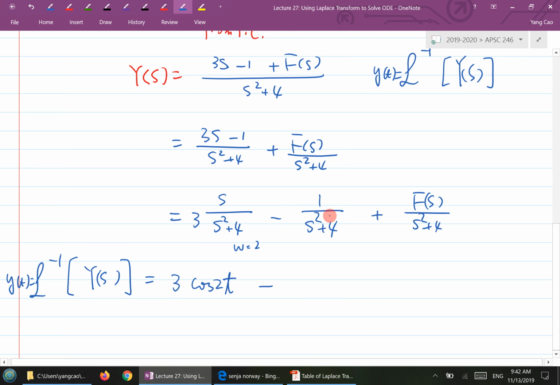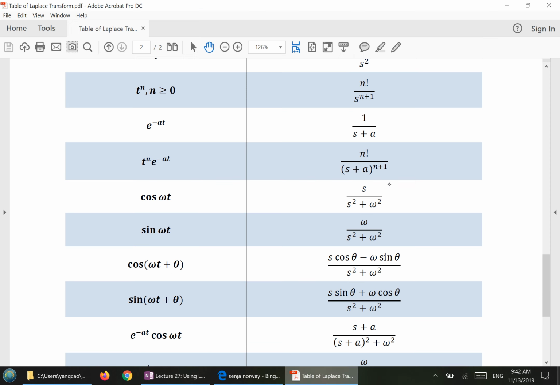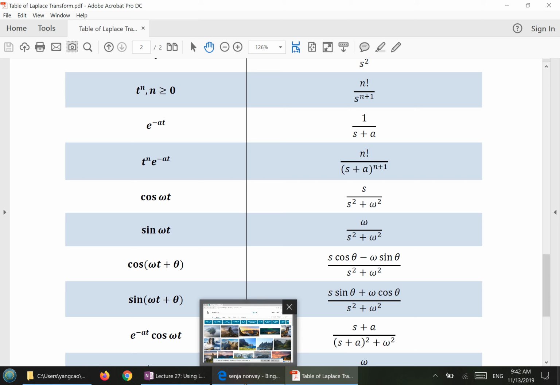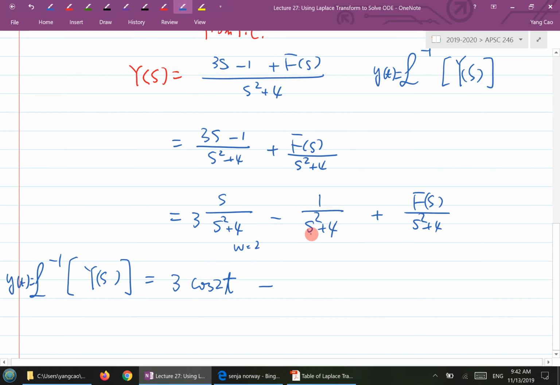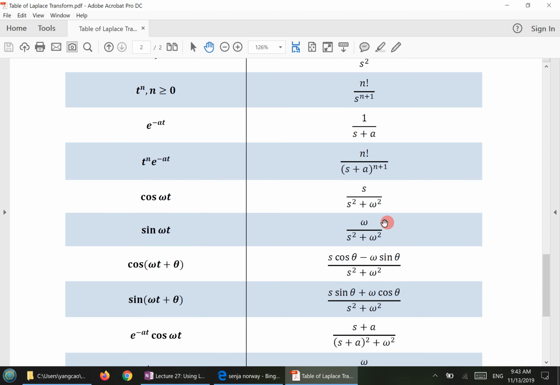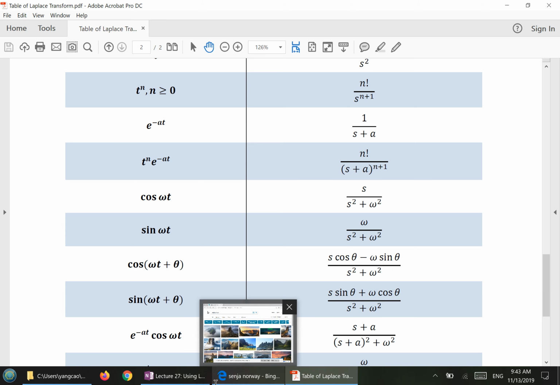For the second one here, I want to use the table. Unfortunately, you don't have 1 over s squared plus 4. Omega is still 2, so this is 2 squared. But in the table, you don't have 1 over s squared plus omega squared. What you have is omega over s squared plus omega squared. So I want to use this one here, the closest I can make use of.